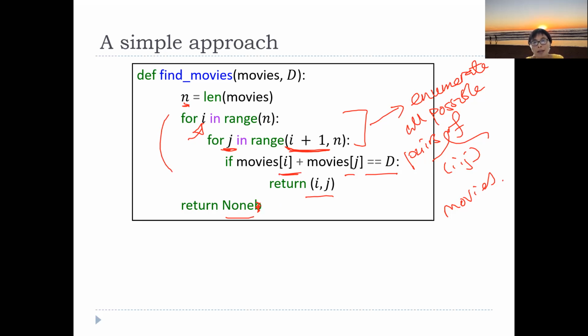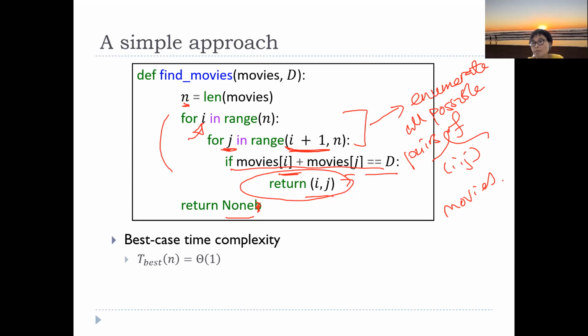Now, what is the best case scenario for this one? Similarly, the best case is that we got really lucky. The first pair we're checking, when i equals 0 and j equals 1, happens to already have total length equal to D. So we found such a pair and immediately return. That means the best case time complexity is constant again in this case. It's not always constant, it's just that in this case it's also constant.